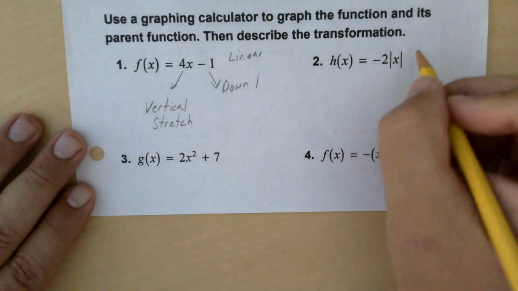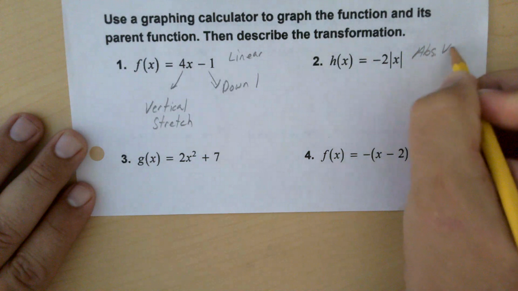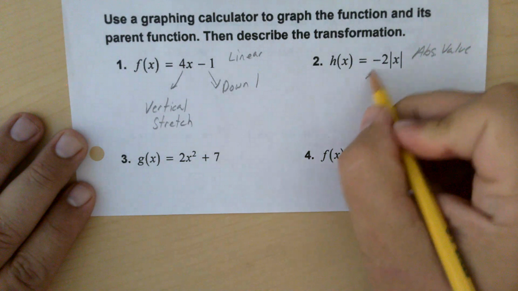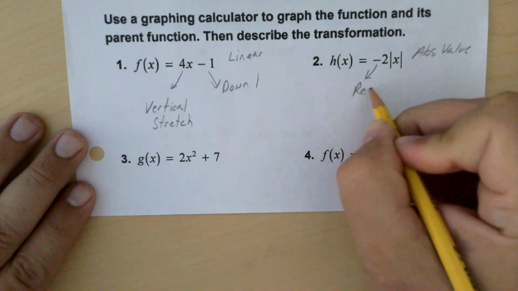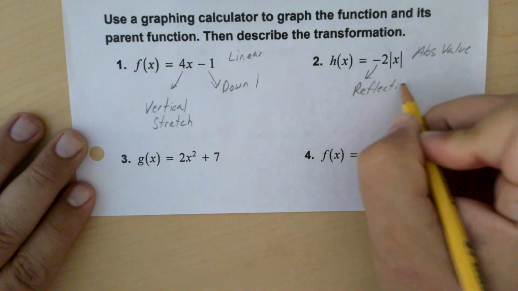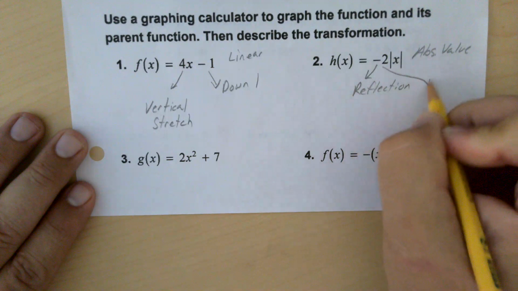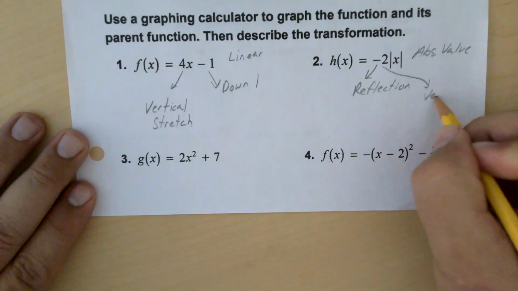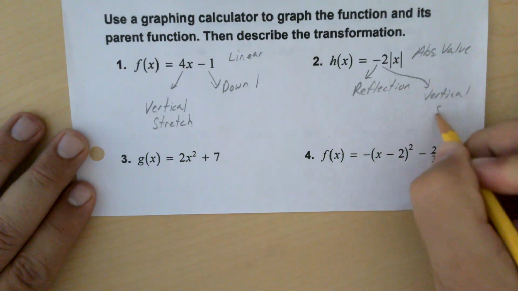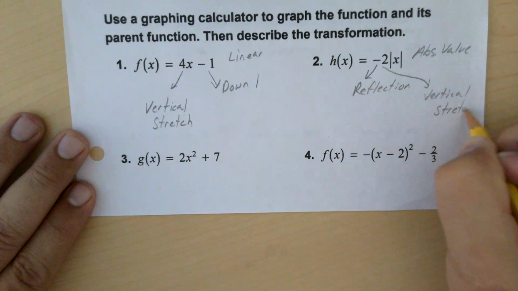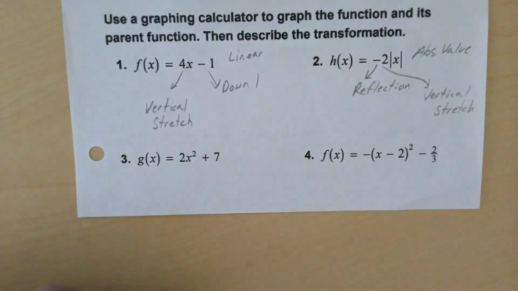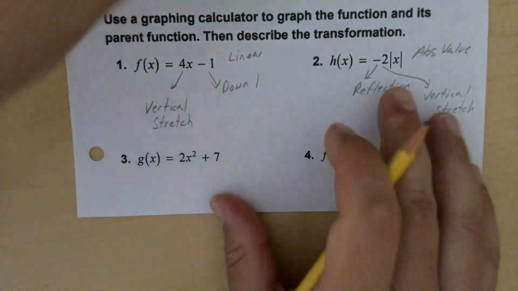Here, it's absolute value, so I'll write down absolute value. But I see a negative, which is a reflection, and I see a 2, which once again is a vertical stretch. That V, that upside down, it's going to be an upside down V, is going to be skinnier because that 2 in front. Okay, nothing else changes.